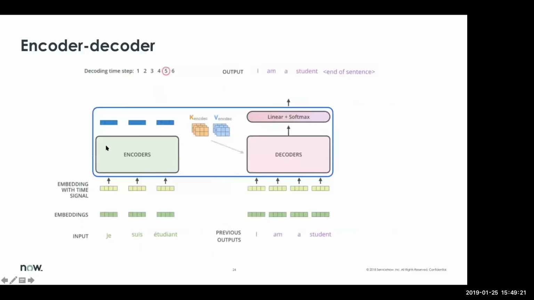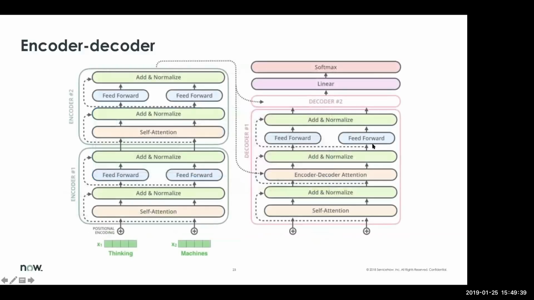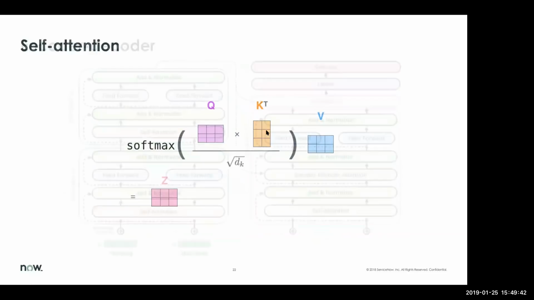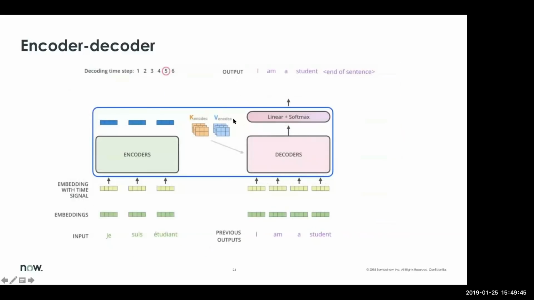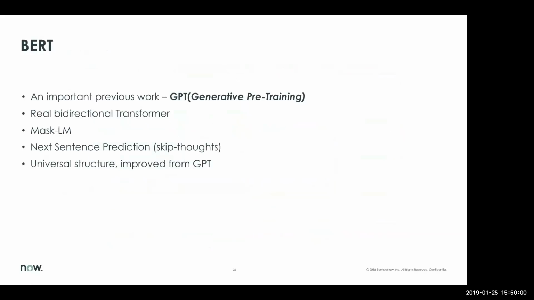So this encoder will encode the information from the French, and this information is utilized in this decoder, which is K and V, and this part we can think of as Q in the self-attention formula, so that together they construct a big self-attention. So the output will be the prediction of the next word.